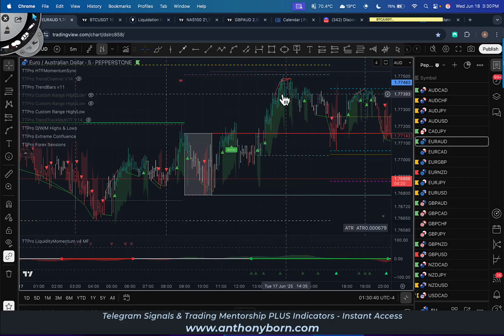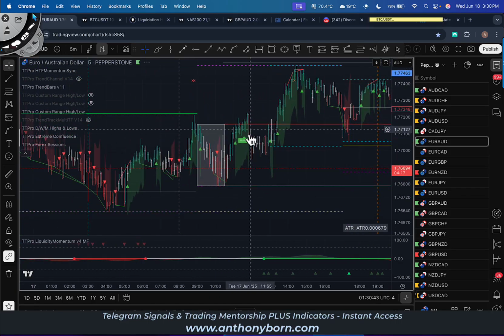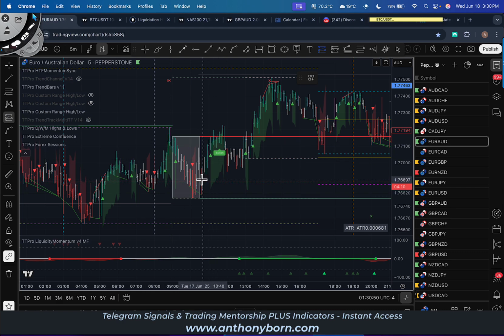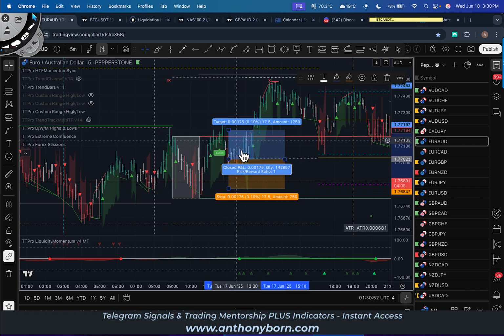Euro, Aussie, just having a look at the last. Yeah, so we got a bullish breakout. Breakout was bullish. Okay, come back in on the retrace.